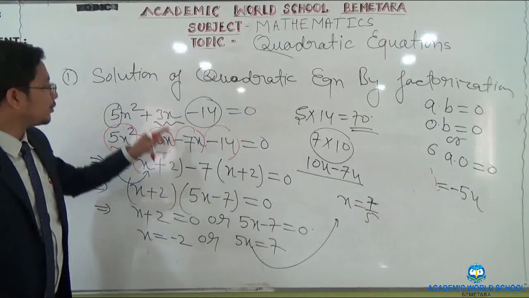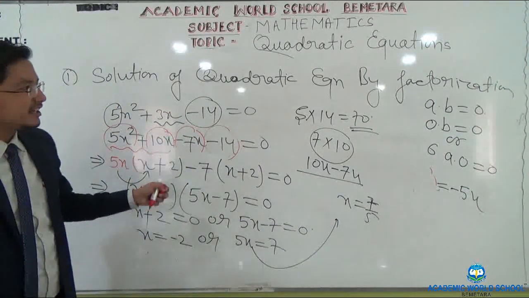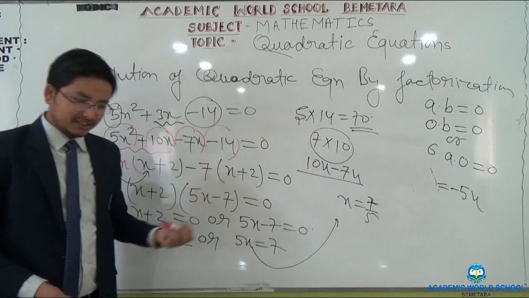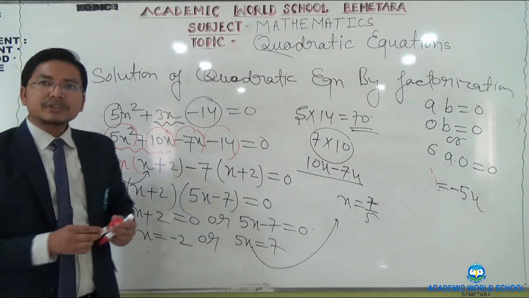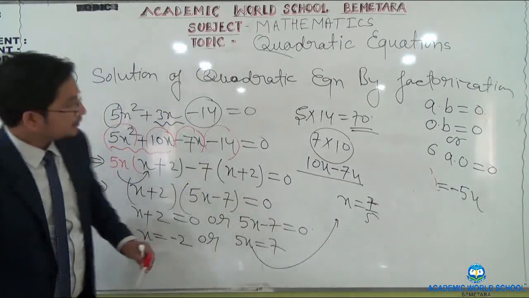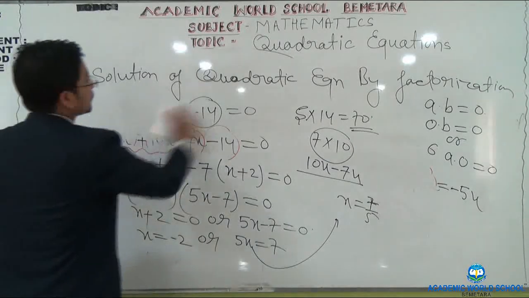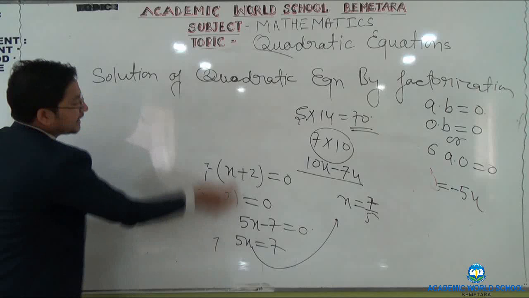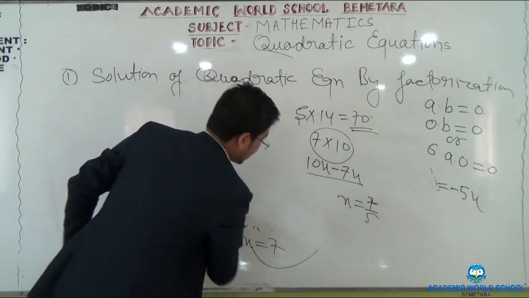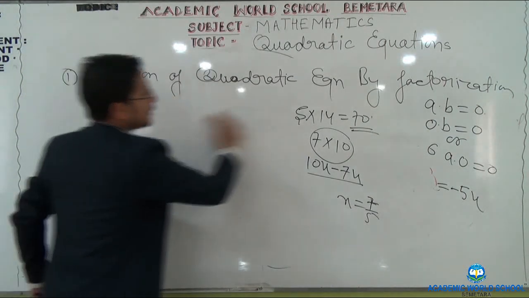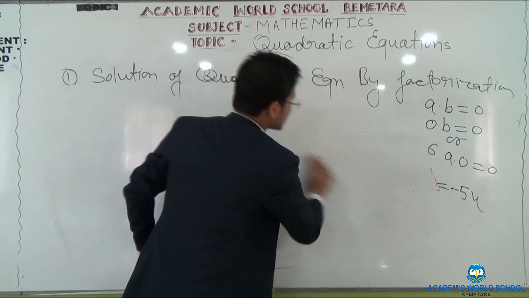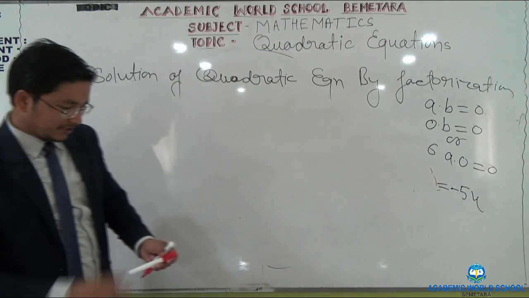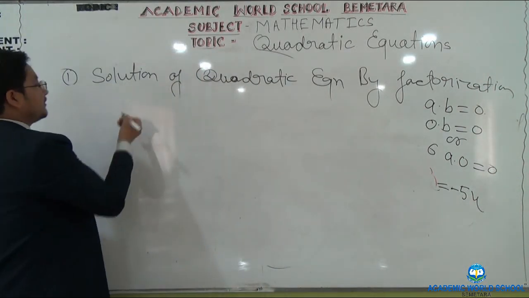So we have solved the quadratic equation by the factorization method. In the next class, we will be solving the quadratic equation by the formula method, and the next method is the completing the square method. So in the next class I will be solving this. Now I am going to recap this full lesson from the starting, what we have learned till now.